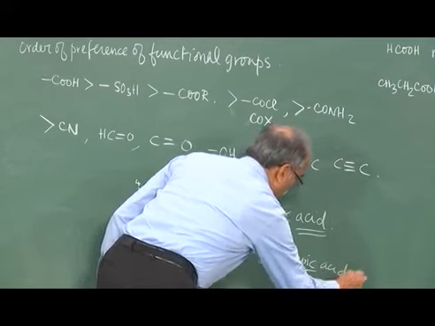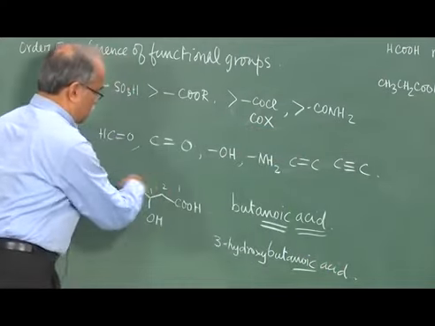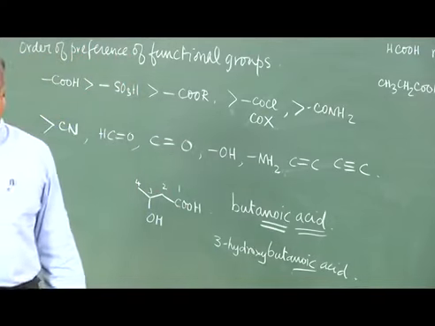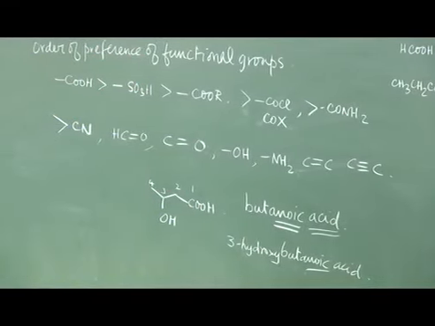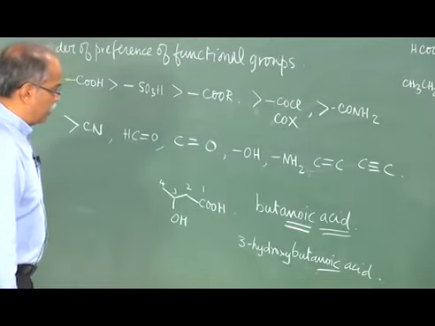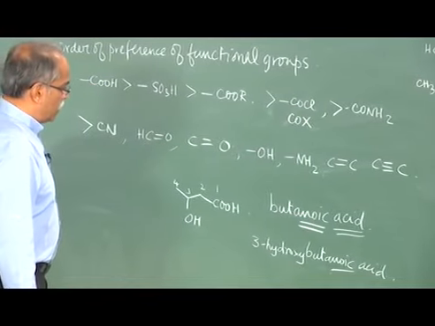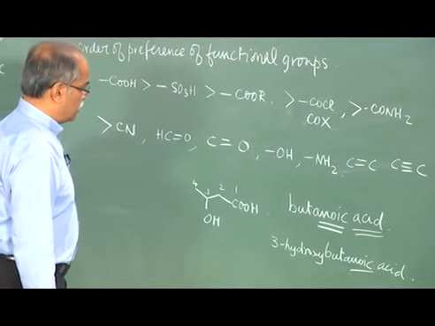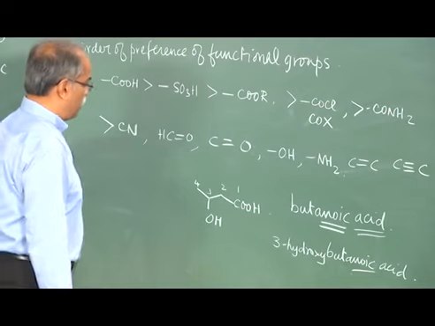You do not have to say 1 butanoic acid, because carboxylic acid cannot be in the middle of the chain. It has to be always in the 1 position only, because it has the highest priority. So, you do not have to name the number corresponding to this position. So, 3 hydroxy butanoic acid will be the correct nomenclature for this particular one.